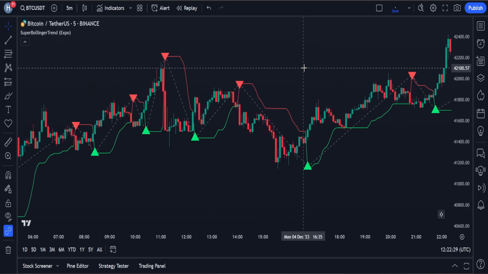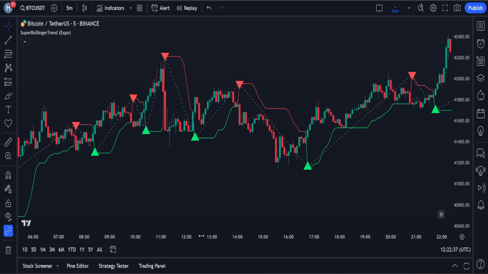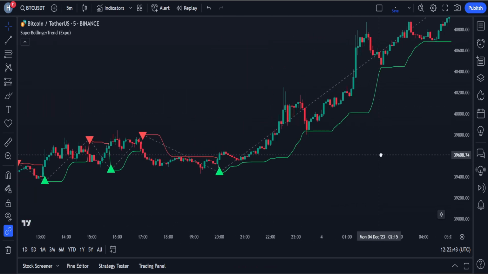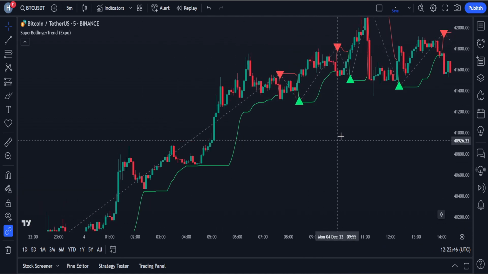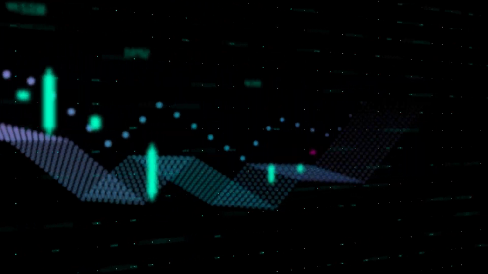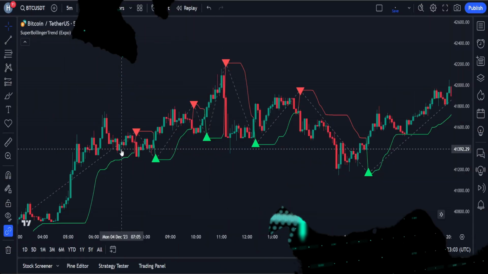The Super Bollinger Trend indicator is a combination of two popular technical analysis tools, Bollinger Bands and Supertrend. By combining these two indicators, Super Bollinger Trend aims to provide traders with a more comprehensive view of the market, accounting for both volatility and trend direction by combining trend identification with volatility analysis. The Super Bollinger Trend indicator provides traders with valuable insights into potential trend changes. It recognizes that high volatility levels often accompany strong price momentum, and this can result in the formation of new trends or the continuation of existing ones.